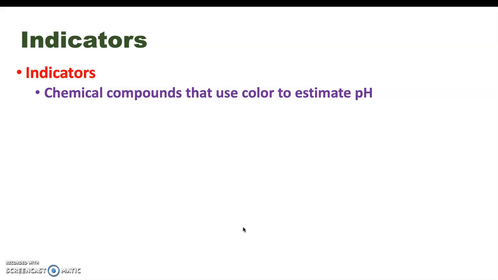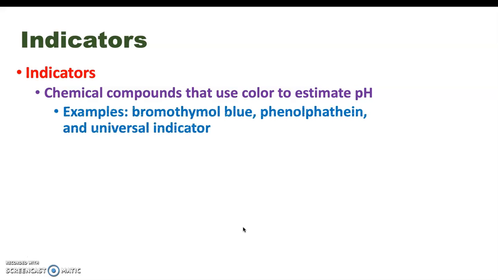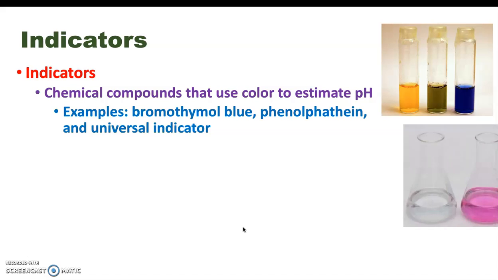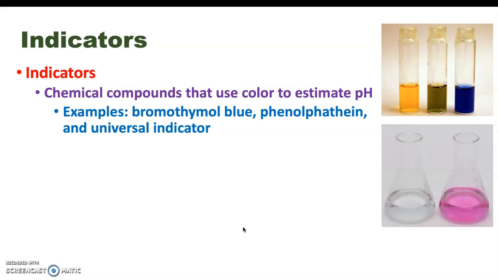What you need to know about indicators is that they're chemical compounds that use color to estimate pH. They change color depending on what pH they're in. If they're in an acidic solution, they'll be one color. If they're in a basic solution, they'll change to a different color. Some examples are bromothymol blue, phenolphthalein, and universal indicator. You've used phenolphthalein already. That's the one that turns clear to pink.